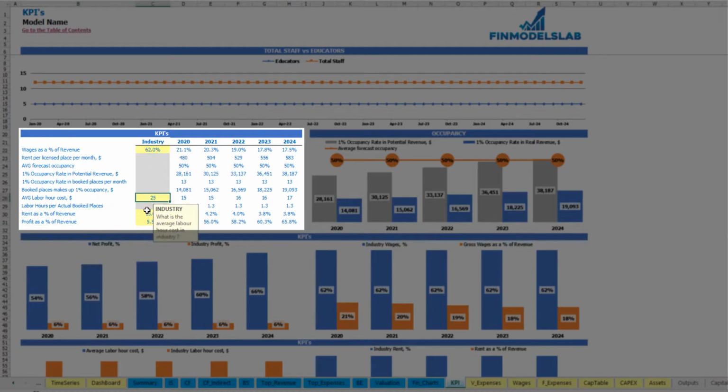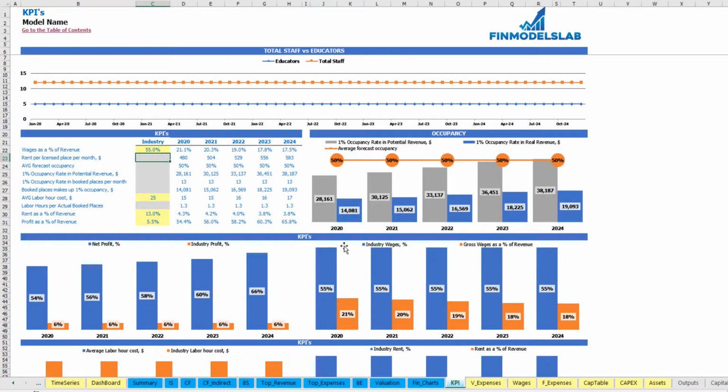For yellow cells, you are able to change the benchmark to one which works for your industry, region or country. For example, wages as a percentage of revenue in your country may be 55% as a benchmark. You may see on this chart industry wages and wages as a percentage of revenue for a particular model. You can compare how your business works in comparison to the industry specific KPI.